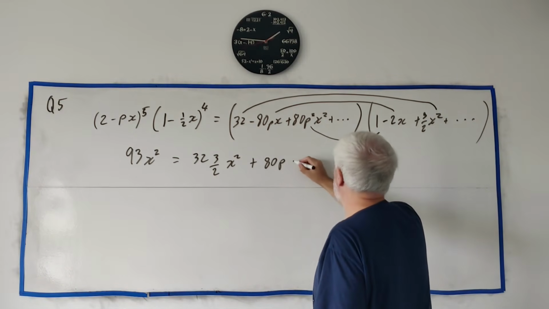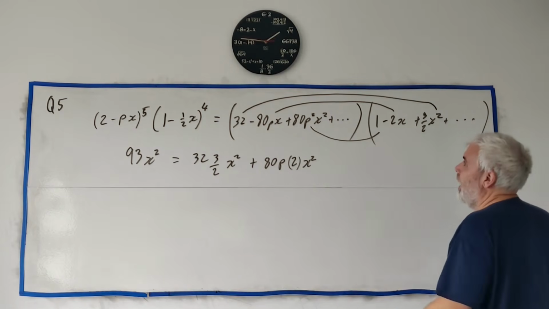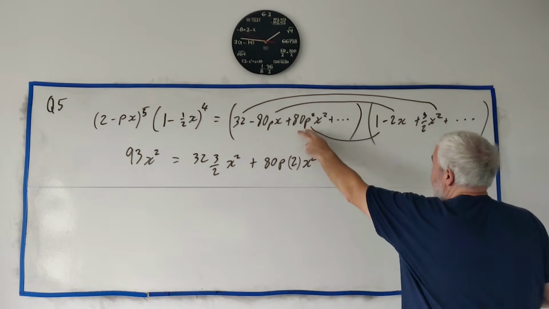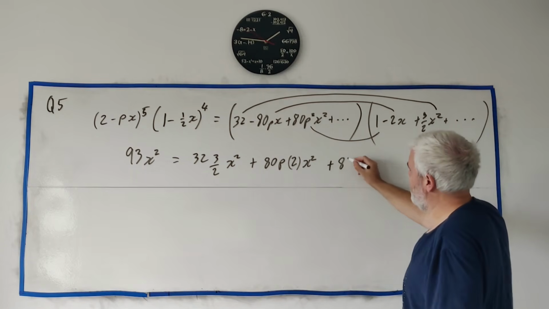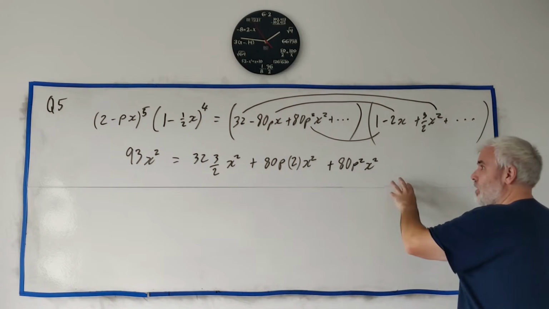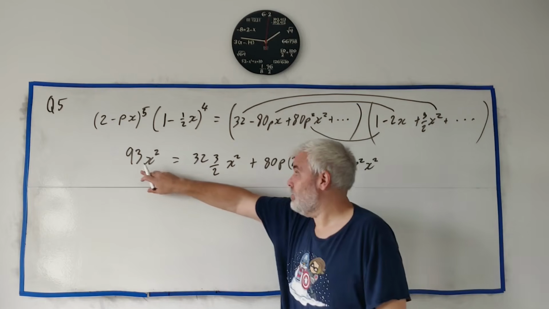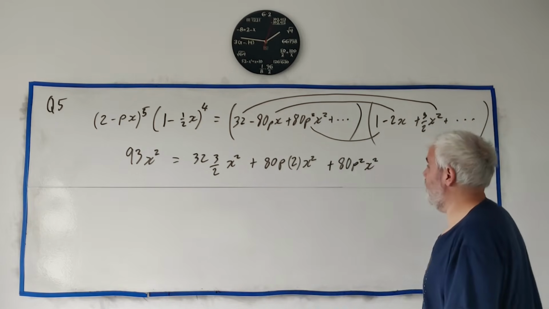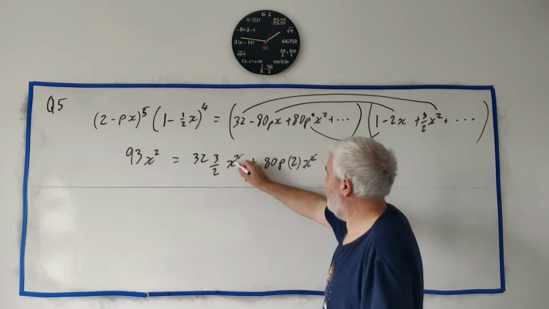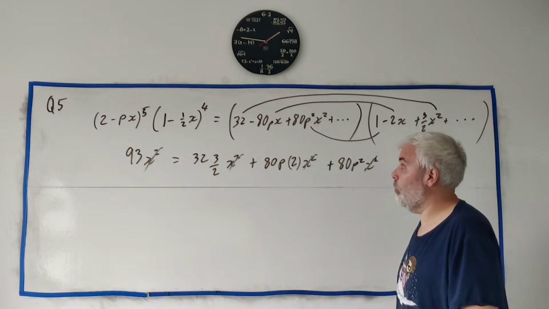80p times 2 x by x will make x squared. And then finally we'll have this multiplied by that, which just comes out as 80p squared x squared. Get rid of all the x squares. We're only interested in the numbers in front of the x squares. Or if you'd rather, just think of it as dividing across by x squared. They're all gone. In fact, I wouldn't have bothered to write them out, except I was trying to show them.